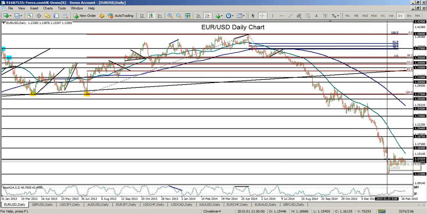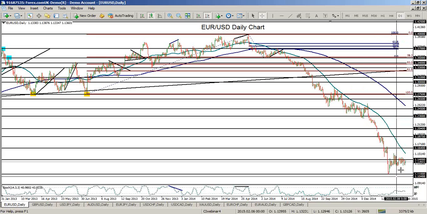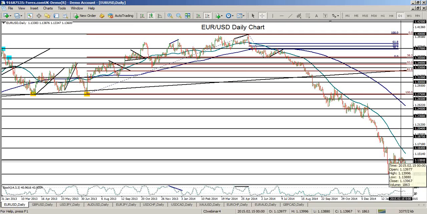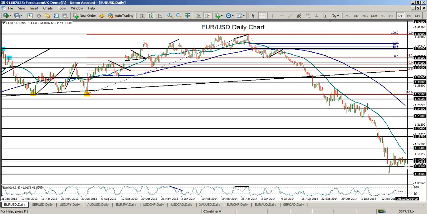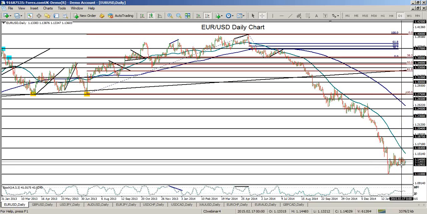So again, trend, pullback, breakout. There are some questions there, and I'm going to go over those in a second. Right now what we have is trend, we have pullback, and I'm looking for a breakout or a breakdown to the downside to continue this downtrend.